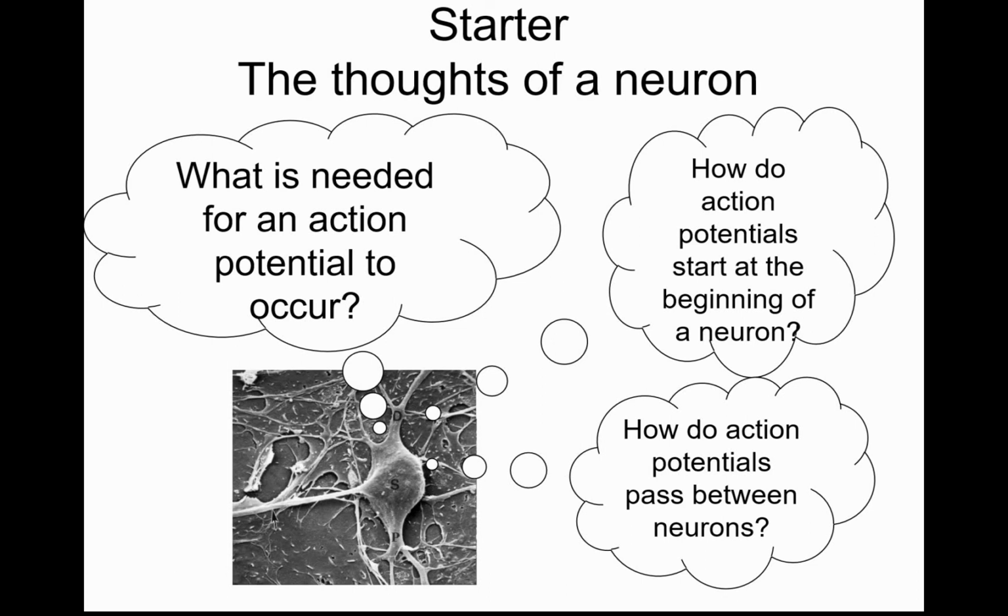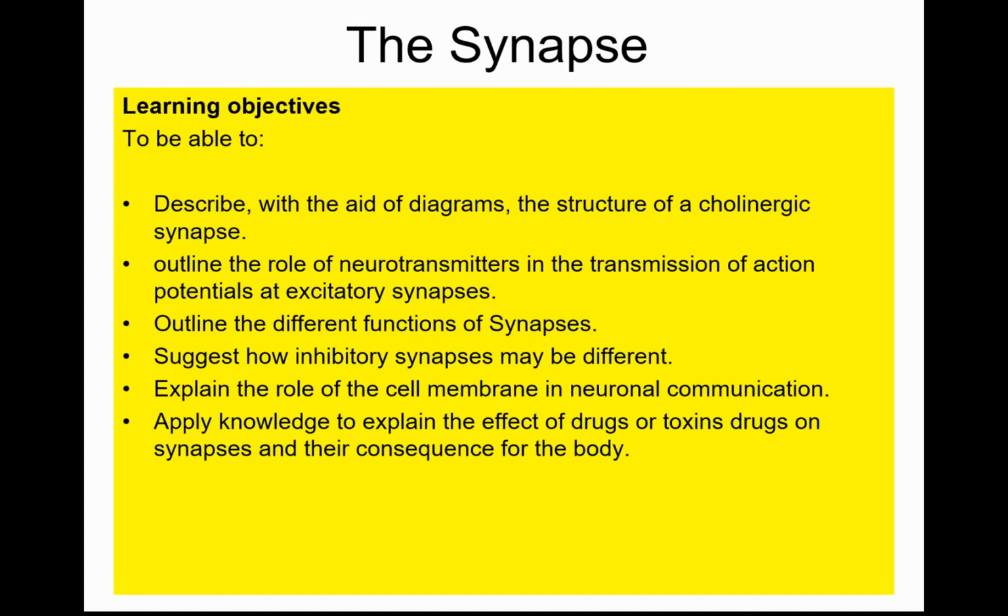So hopefully your understanding of resting potential and action potential helped you to understand what's going on with the Pacinian corpuscle, and actually that will also help with today's work as well, because what we're going to be focusing on today is how do action potentials pass between neurons. So in other words, how do you then start an action potential in a neuron that's not attached to a receptor. So we're going to be looking at synapses.